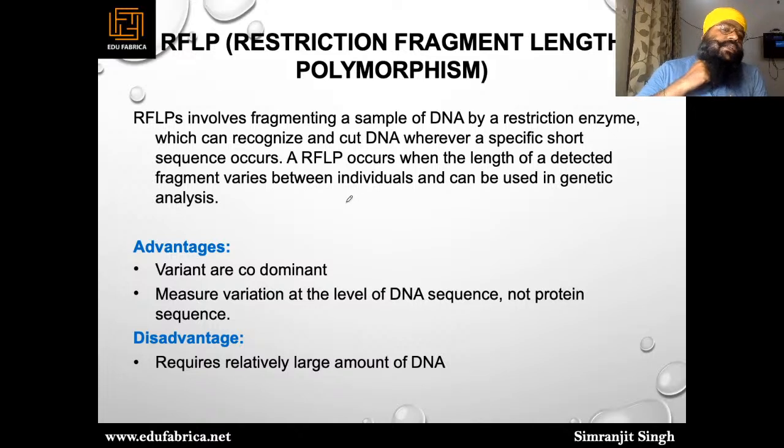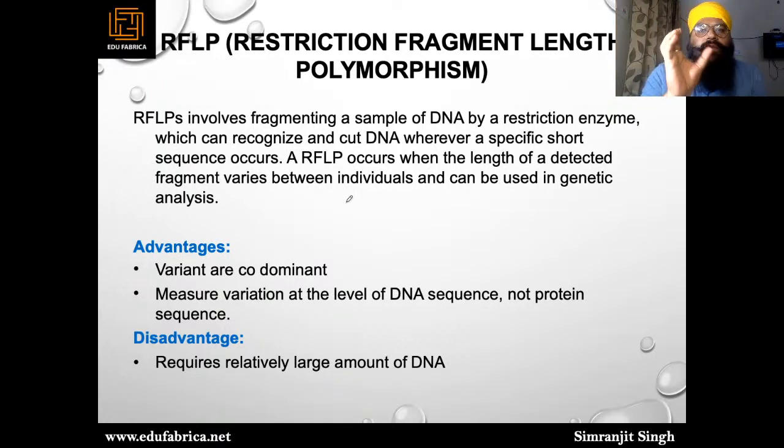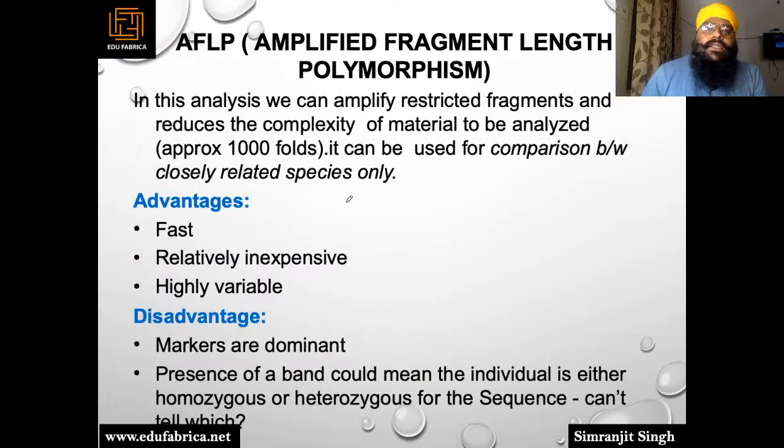Then RFLP, the restriction fragment length polymorphism. It involves fragmenting a sample of DNA by restriction enzymes, which recognize and cut DNA wherever specific short sequences occur. As the name suggests, restriction fragment, you restrict one fragment and then you polymorphize that part later on for further genetic analysis. Then amplified fragment length polymorphism. In this we amplify restricted fragments, which can be used for comparison between closely related species. Here we use a PCR technique actually. You increase the material to analyze it in a better way.